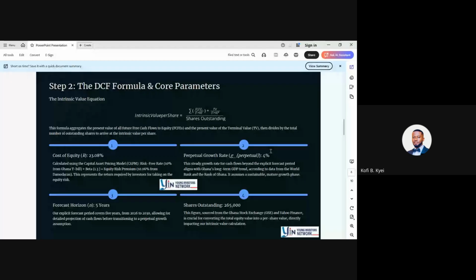Outstanding shares are what is displayed on the Ghana Stock Exchange website. When you go to Yahoo Finance too, the figures are there.